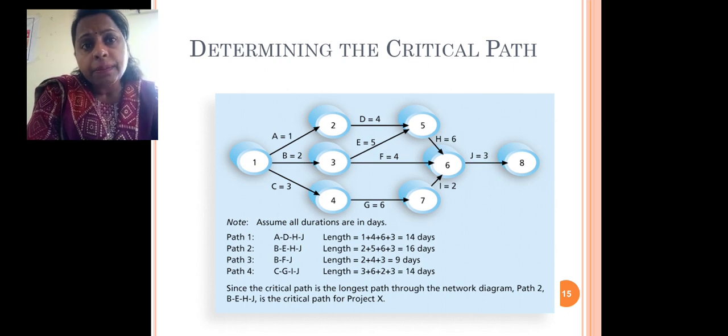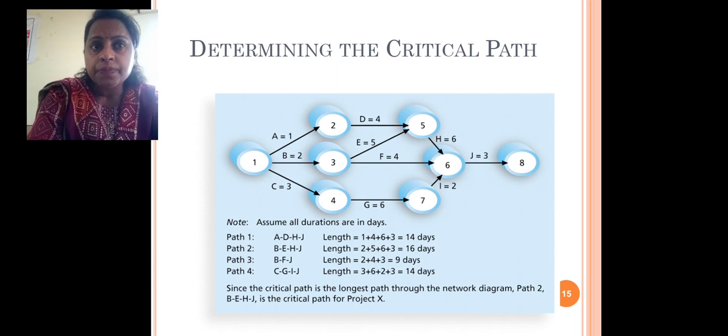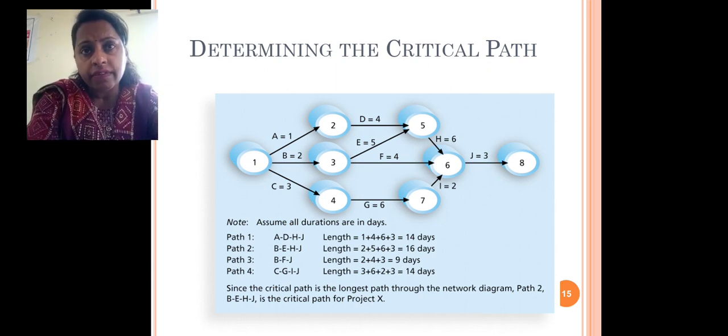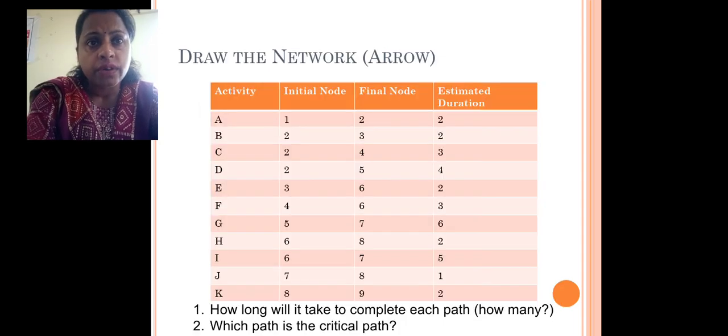Since the critical path is the longest path through the network diagram, path 2, B, E, H, J is the critical path for project X, because the floats for the given events will be 0 and the critical path is the longest path of the network. So first draw the network diagram, write down the activities on the extreme left corner. Initial nodes are initial events.